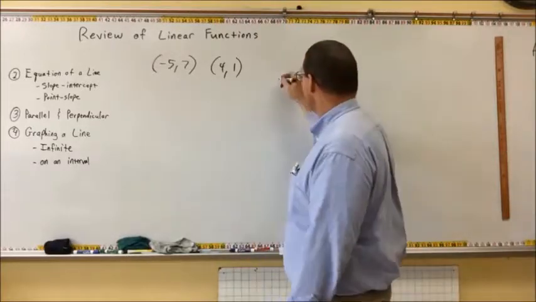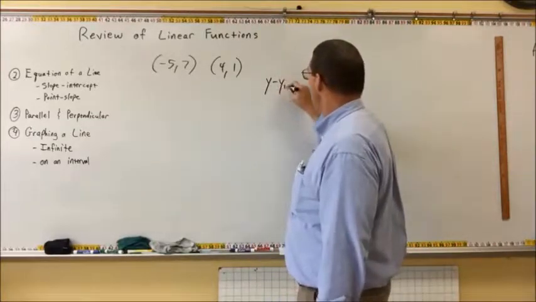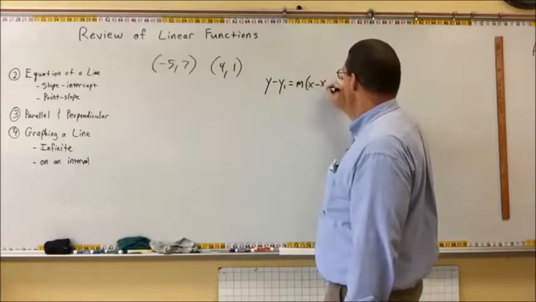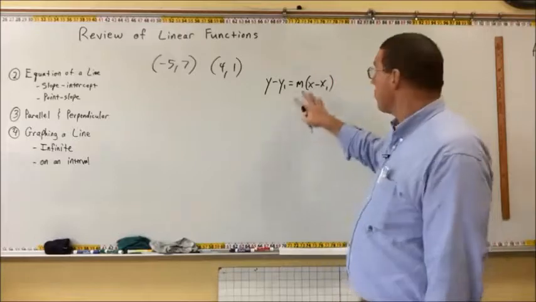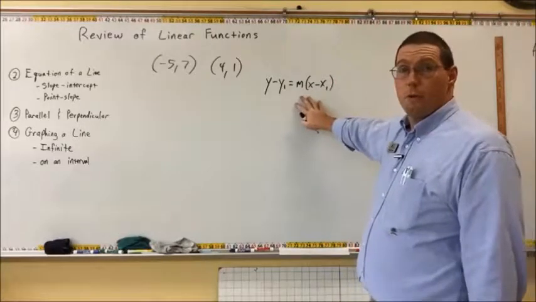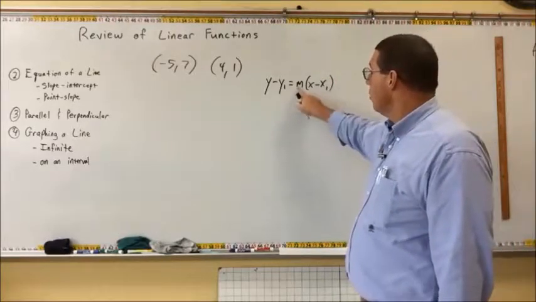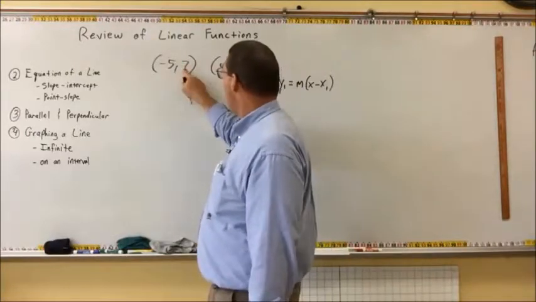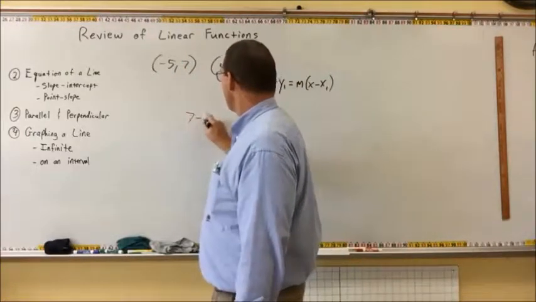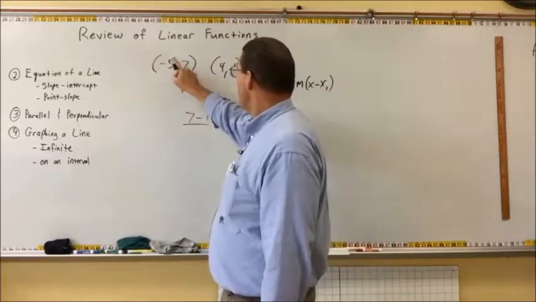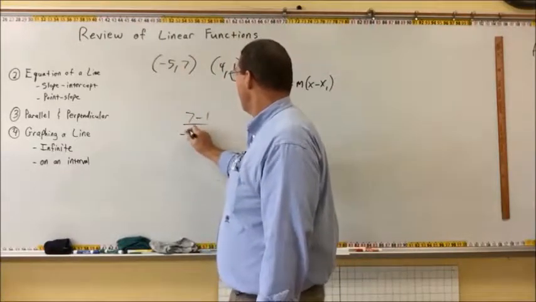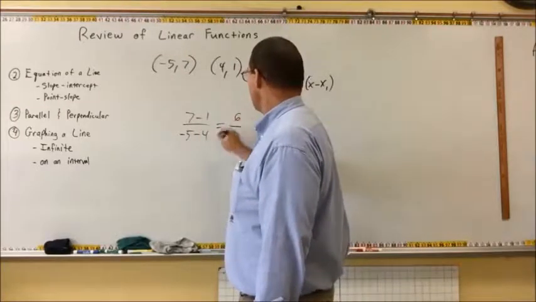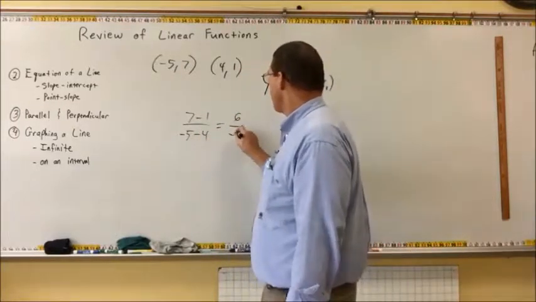Remember, our formula is y minus y1 equals m, slope, times x minus x1, right? So this is our formula. This is our point-slope form formula. We need a slope. Well, to find the slope, we're going to do y minus y, 7 minus 1, over x minus x, negative 5 minus 4. Well, 7 minus 1, that's 6. Negative 5 minus 4, that's negative 9.